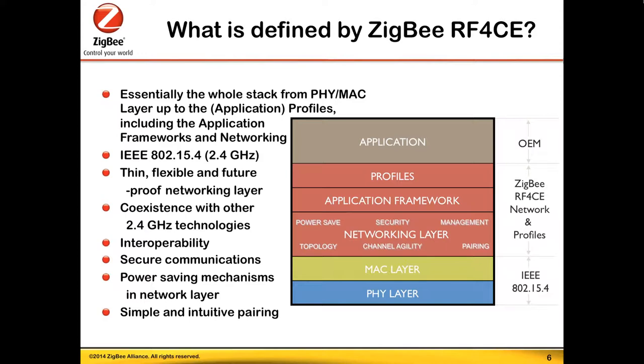On top of that, there is a very thin and flexible networking layer that takes care of things like power saving, channel agility, about which a little bit more later, management, pairing, security, and the total system topology. It is interoperable. It takes care of secure communications, and it has several mechanisms for power saving and simple and intuitive pairing. Next slide, please.